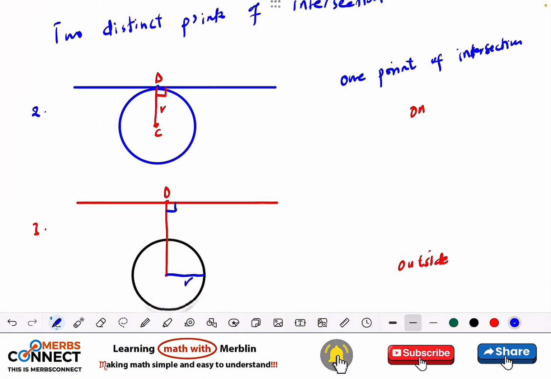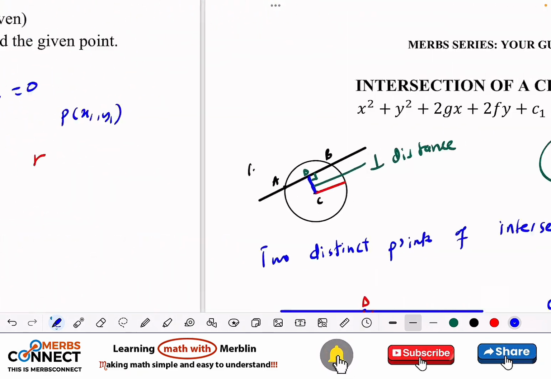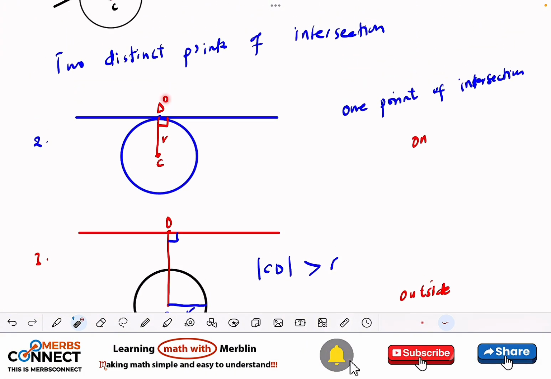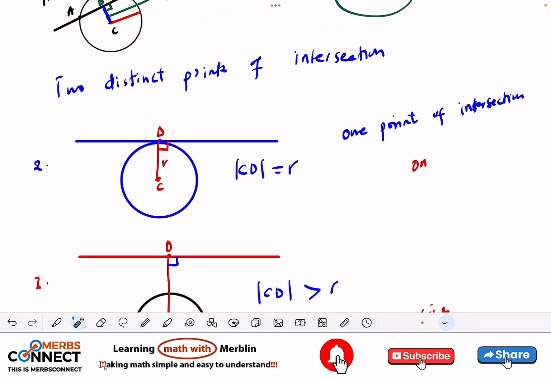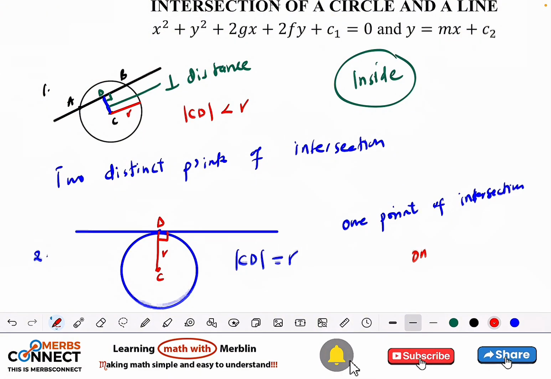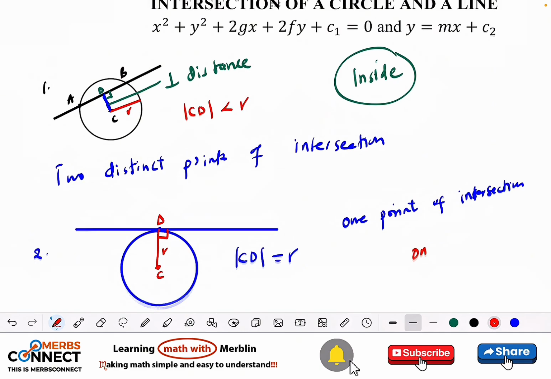So we can see that basically it's the same as what we were doing here, if we are using C and P. So here, if I'm using C and D, you see that the distance CD is greater than R. Can you see that the distance from C to D is greater than the radius? When you look at this one, you will see that CD is the same as the radius, which talks about on the circle. And here, my radius is the one with the red. So you see that distance CD is less than R, which talks about inside the circle.